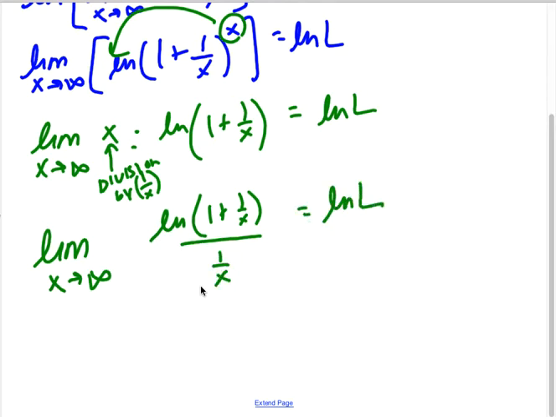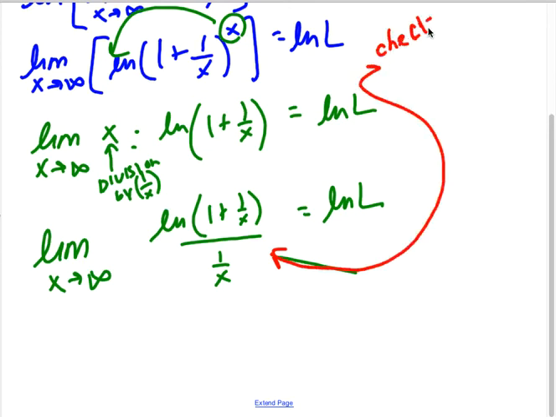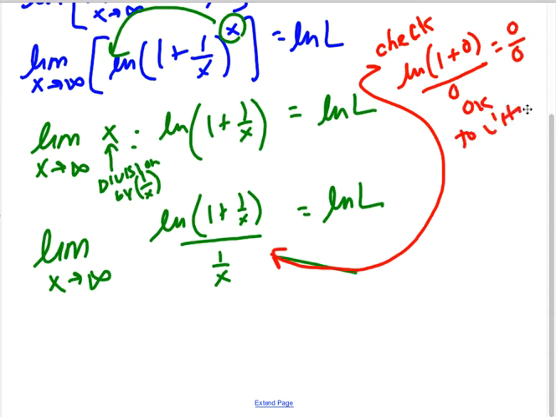So now let's plug in and check. If I plug in and check, so let me just, I'll make a note right quick over here. If I were to check, right, so if I check for L'Hopital's, when I plug that infinity in, I get natural log of 1 plus 0 over a 0, which is definitely 0 over 0. So I am okay to do L'Hopital's.